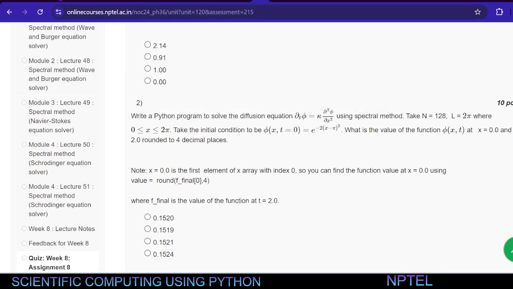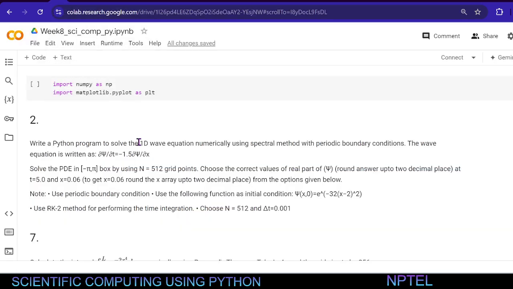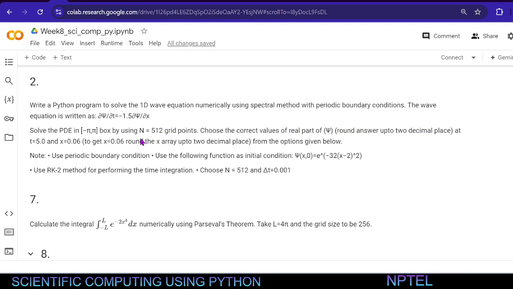So let's do the coding thing. So the first problem was about the wave equation. Del psi del t is equal to minus 1.5 del psi del x. So speed is 1.5. Solve the PDE in minus pi to pi. Grid points are given. Final time is 5 and x is given, right?